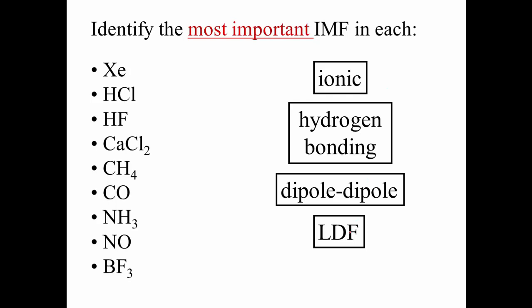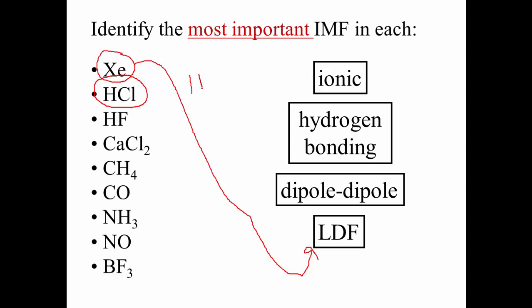So here are your types of intermolecular forces. If we looked at xenon, it's a noble gas, it's an element, it's not attached to itself at all, it's a gas at room temperature. So since it is nonpolar, we're going to call that London dispersion forces. All of your noble gases are held together by London dispersion forces. They're all nonpolar. HCl is a simple polar molecule.